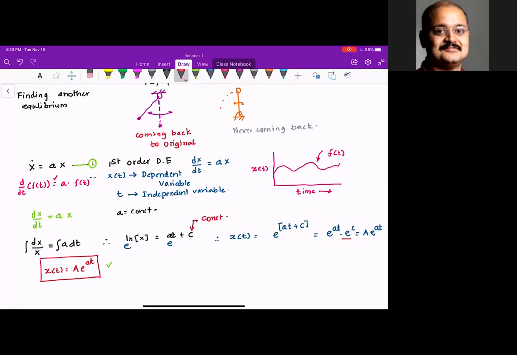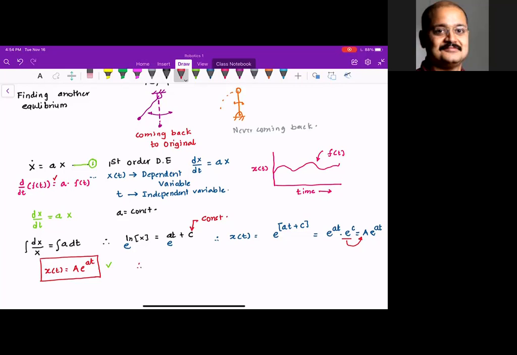E is a constant. So constant to the power constant is another constant. So e to the c, I'm replacing that by a. Everyone understood the last part, that x(t) is equal to a e to the power at is the solution of the differential equation. Why is that? Because if you take, everyone understood? Yes, no?